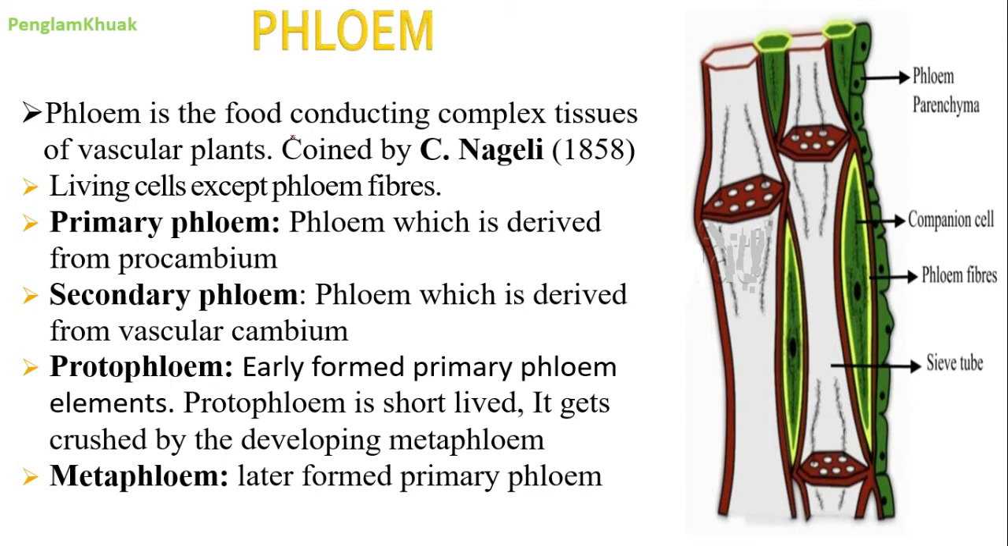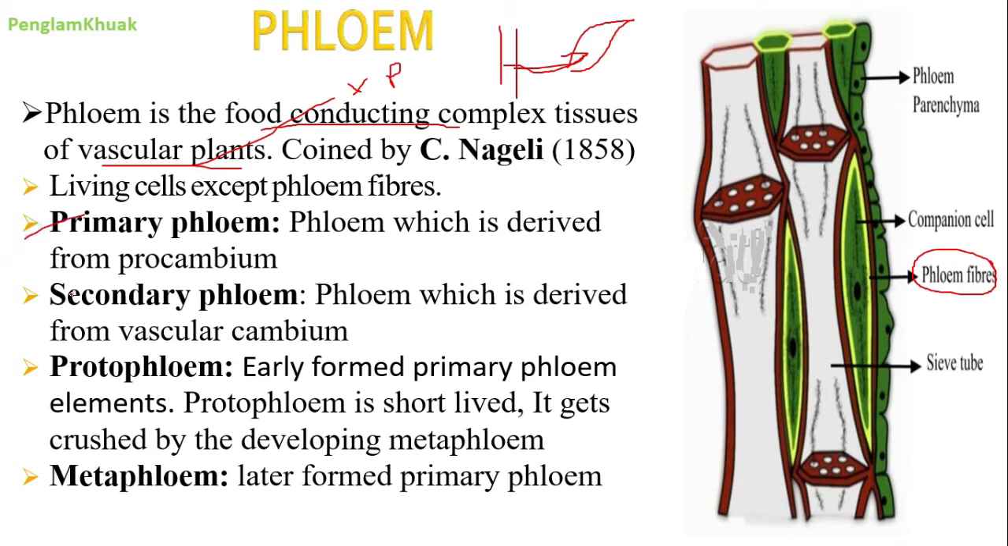The second part of complex permanent tissue is the phloem. This phloem is the food conducting complex tissue of the vascular plant. That means they are present in vascular plants. Those plants that have xylem and phloem are called vascular plants. And they help in transport of food which is prepared by the leaf from different parts of the plants down to the roots. With the help of phloem tubes, this food is transported. Mostly all the cells are living cells except the phloem fiber, because fiber is a sclerenchyma, and these sclerenchyma cells are dead cells.